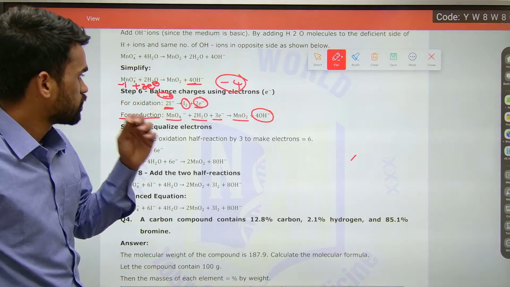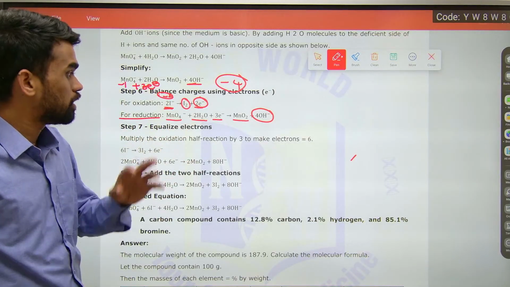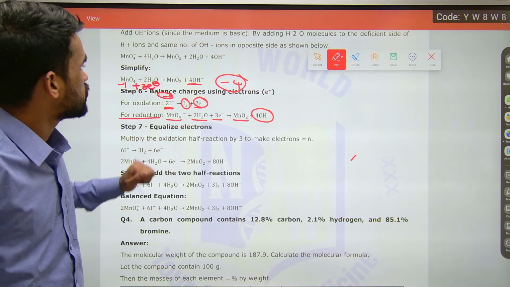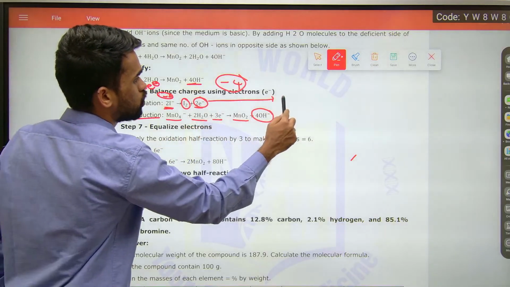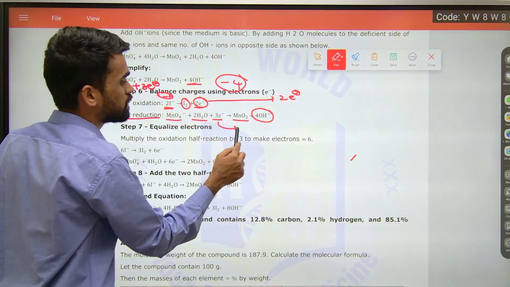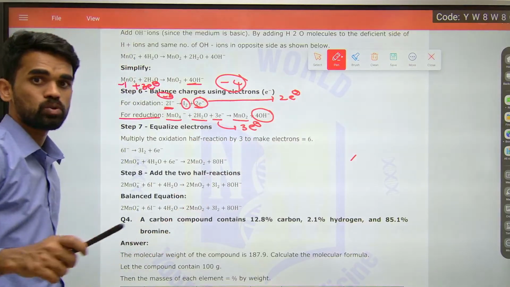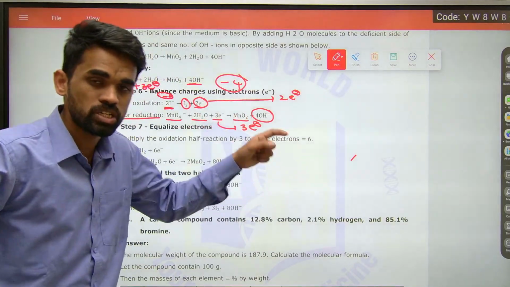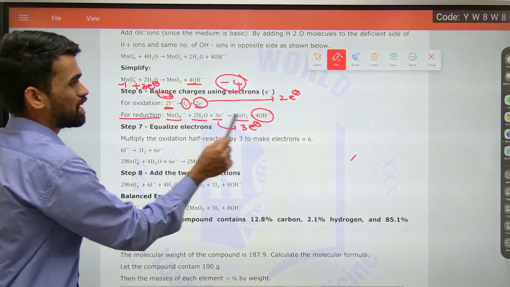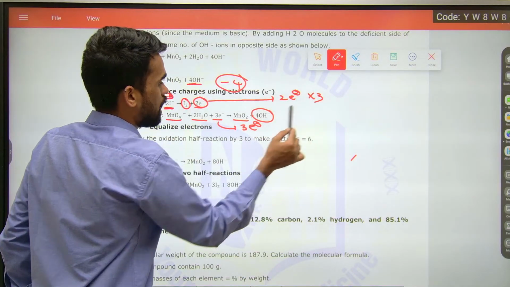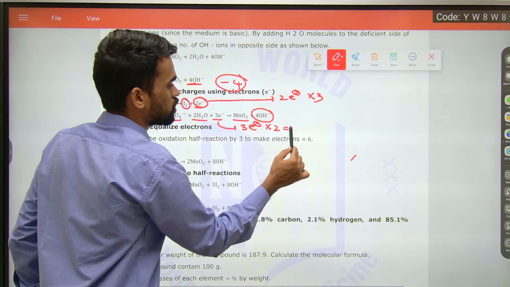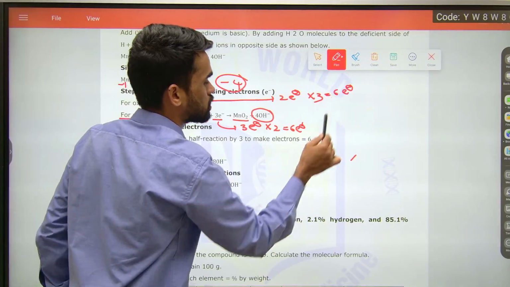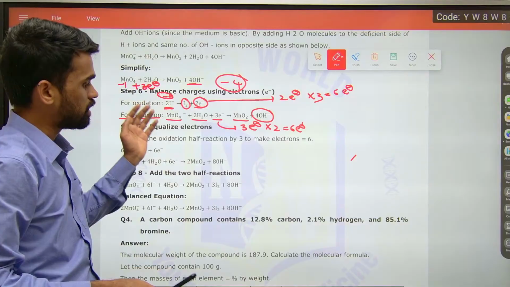Okay, that's it. Charges balanced, atoms balanced right now. So now what next here? In oxidation half, how many electrons are involved? Only 2 electrons are involved. But in reduction half, there are 3 electrons involved. See, these numbers are not equal now. We need to equalize the electrons participating in oxidation and reduction. So just multiply this by 3 and this by 2. Therefore the overall electrons involved becomes 6, here also it becomes 6. So 6 electrons in oxidation and 6 electrons in reduction get cancelled out, and we will get a final equation.